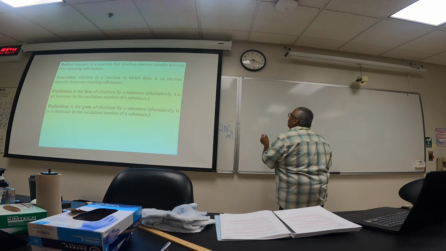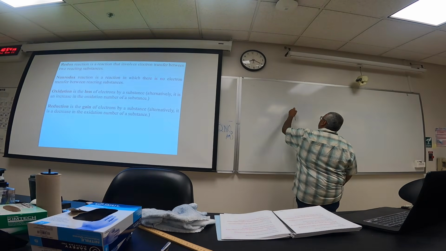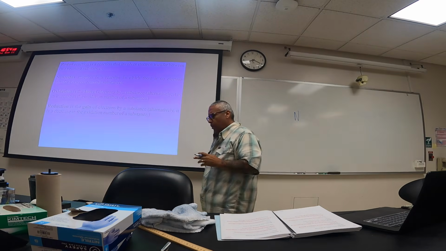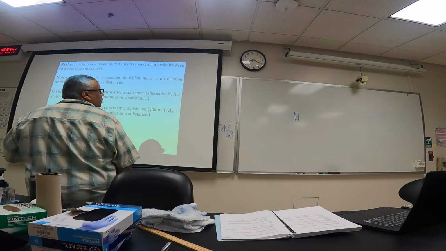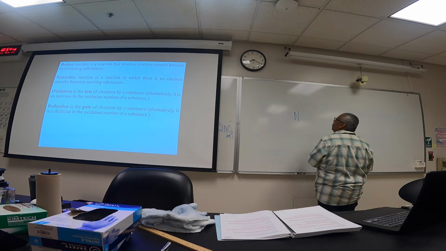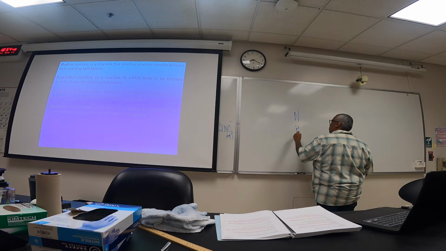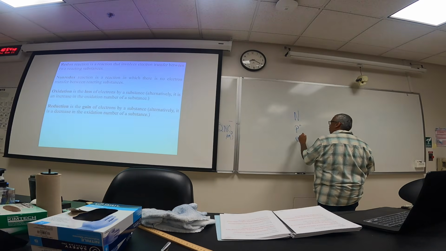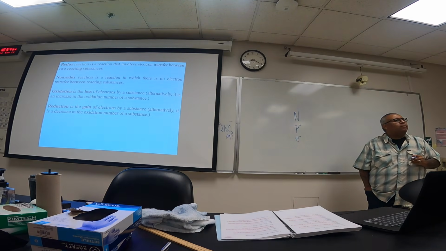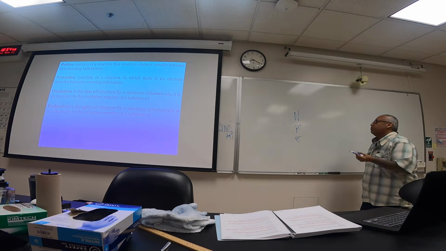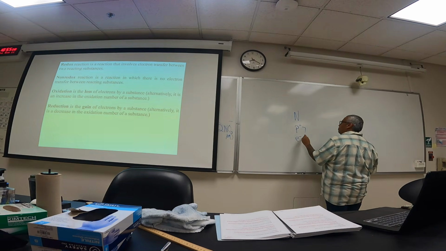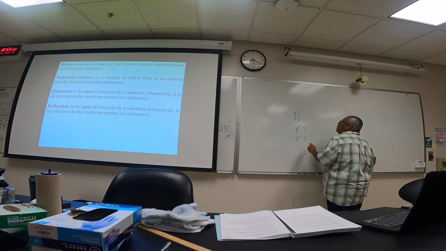So let's take a look at this. Let's just take a look at nitrogen. So nitrogen, atomic number 7. Nitrogen has how many protons? It's atomic number 7. 7. Perfect. And it has how many electrons? 7. All right.